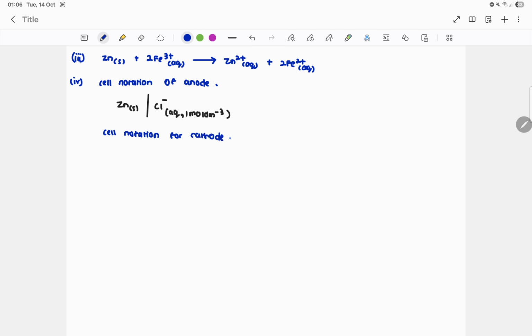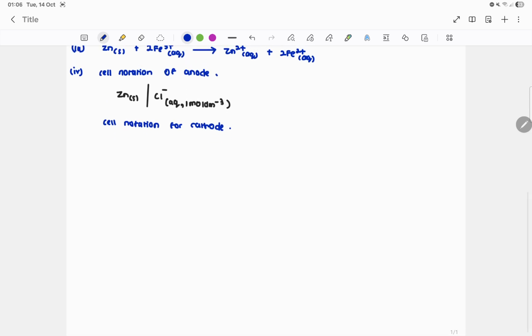Cell notation for cathode will be zinc, again the conduction tip, that means the rod where I will attach the external wire, platinum solid. Separate it with a straight line, and then we have the solution. Fe2+ = 1 mol dm^-3. Separate it with a comma. Fe3+ = 1 mol dm^-3.